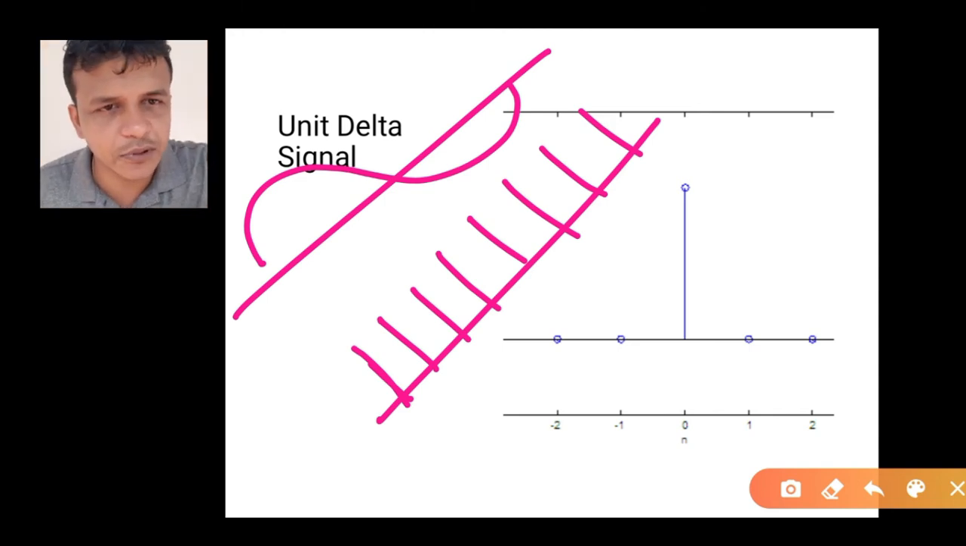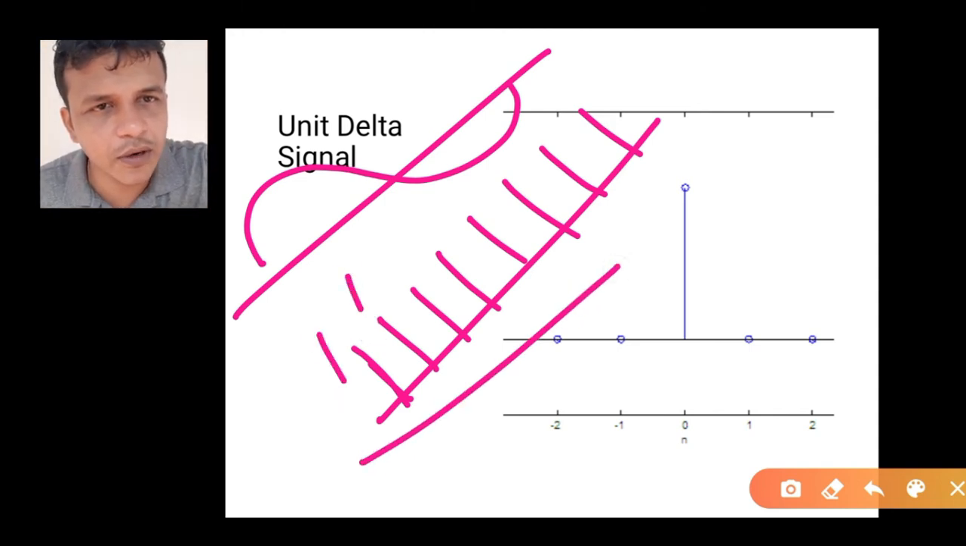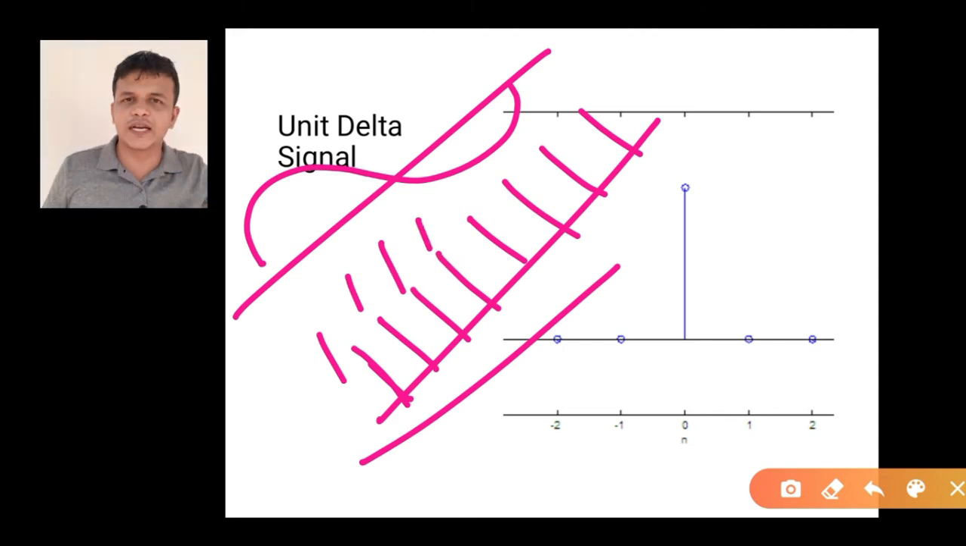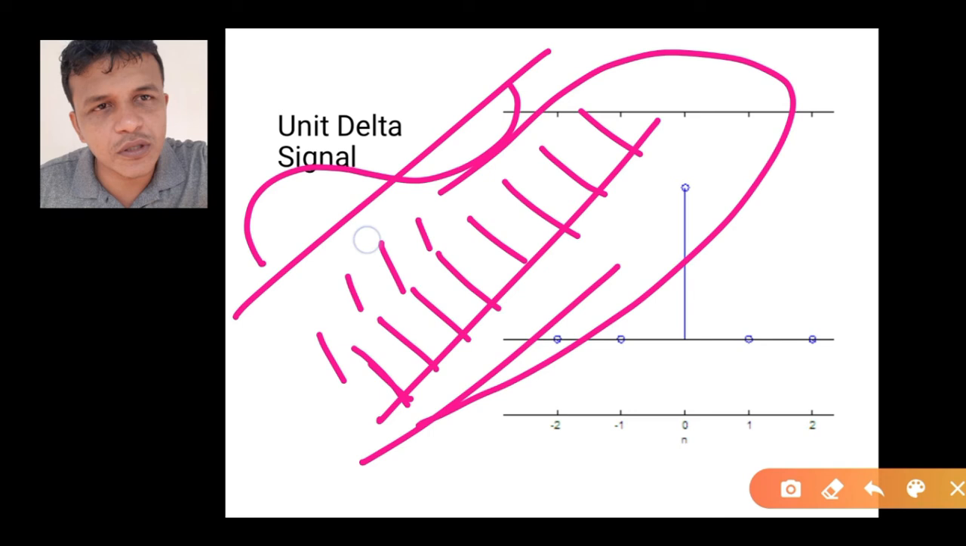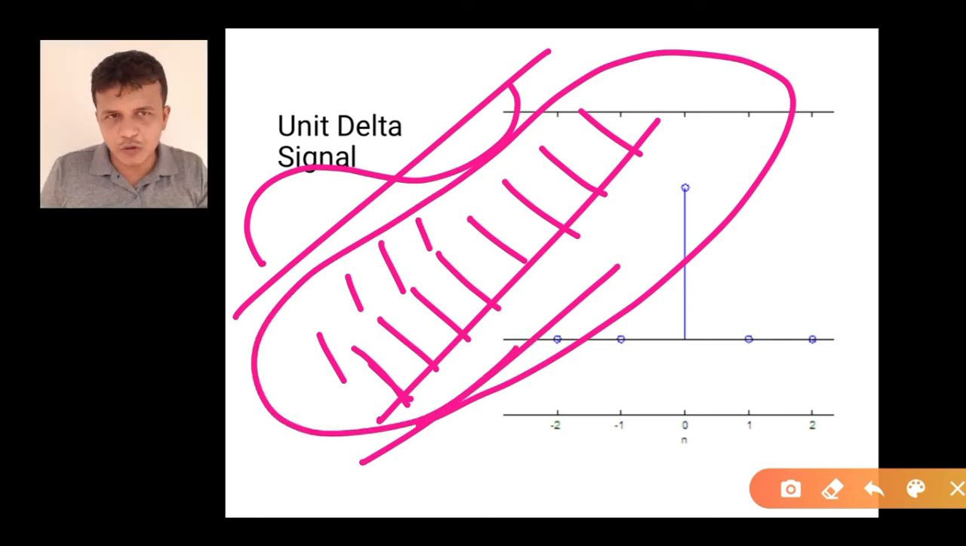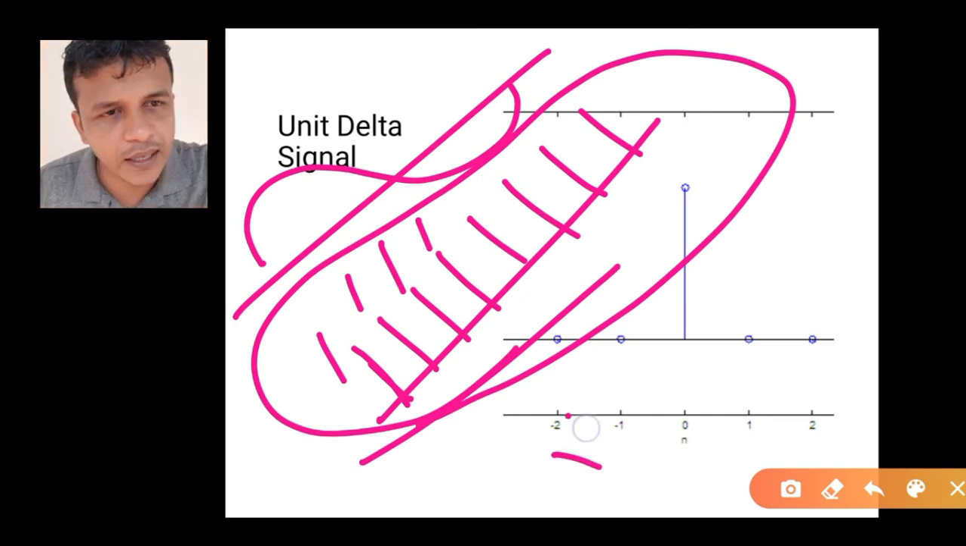and adding all the time shifted samples. So this is 1, this is 1, this is 1, this is 1, all are unit delta signals but time shifted, and all the signals are added together to get this comb signal. This comb signal is multiplied with the continuous signal which we need to convert into discrete form, and the output will be like this.